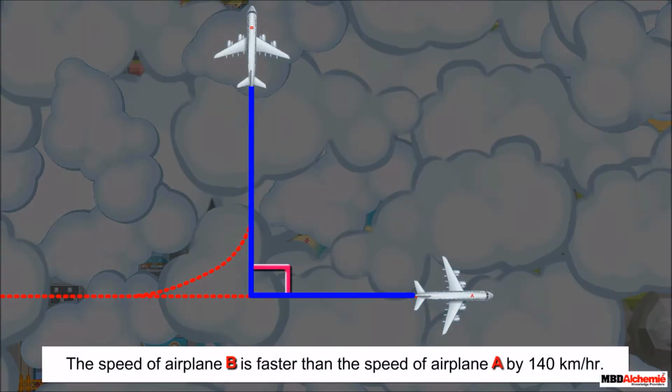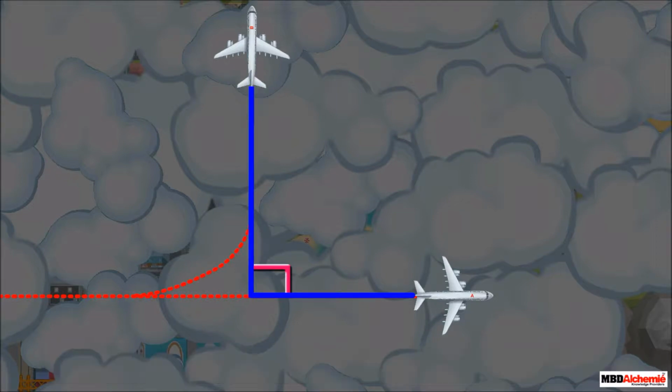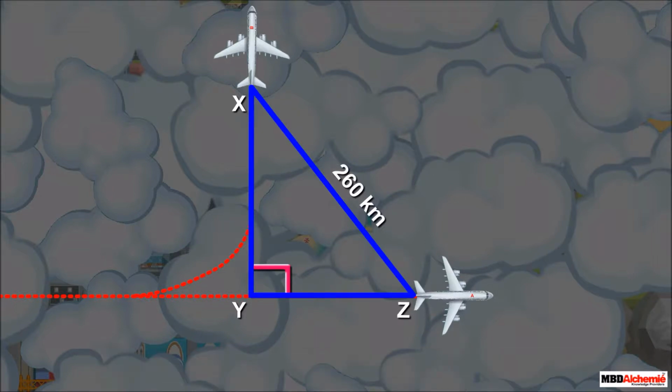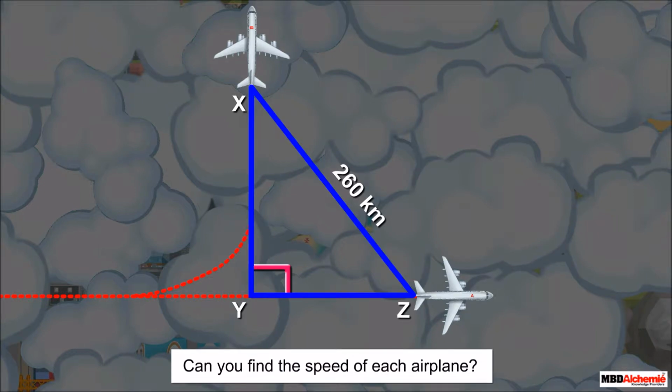The speed of airplane B is faster than the speed of airplane A by 140 km per hour. After 1 hour, the shortest distance between the airplanes is 260 kilometers. We know that the speed of airplane B is faster than the speed of airplane A by 140 km per hour. Can you find the speed of each airplane?